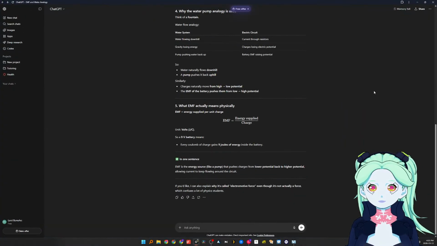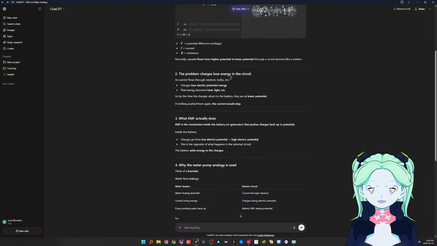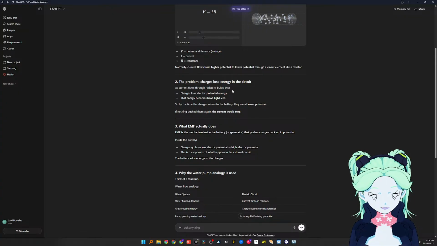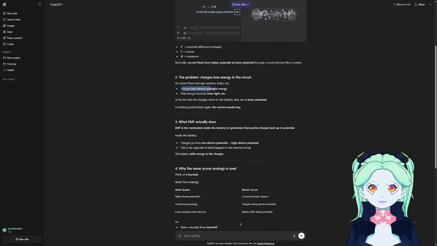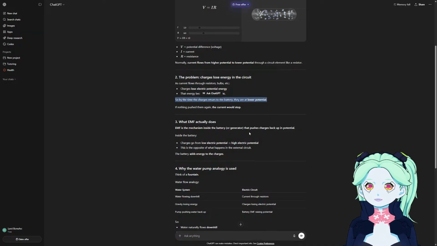So what does this say? This is what my question was. The problem: charges lose energy in the circuit. As current flows through resistors, bulbs, etc., charges lose electric potential energy. That energy becomes heat, light, etc. By the time the charges return to the battery, they are at lower potential. If nothing pushed them again, the current would stop. Okay, so that's basically trying to solve the question of, after it passes through all the resistors, why does it keep moving?